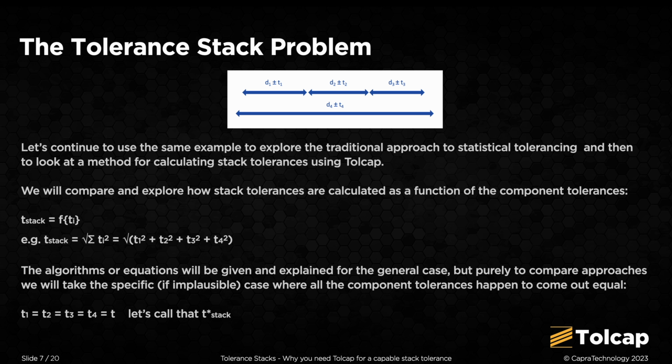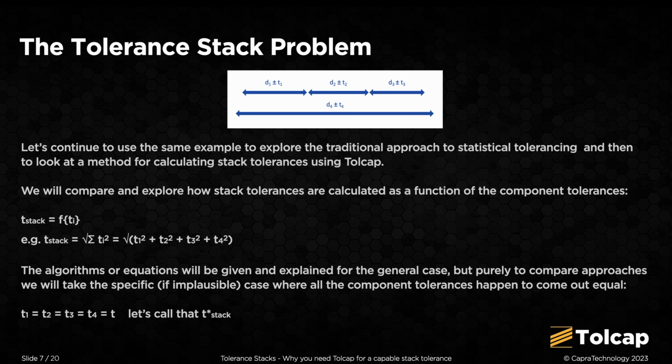Okay, if you're ready, we'll continue to use this same example to explore the traditional approach or approaches to statistical tolerancing, and then to look at a method for calculating stack tolerances using TOLCAP. We'll compare and explore how stack tolerance, which we'll call tstack, is calculated as a function of the component tolerances. So tstack equals a function of tolerances. For example, tstack equals the root sum square of the tolerances, square root of t1 squared plus t2 squared plus t3 squared plus t4 squared.